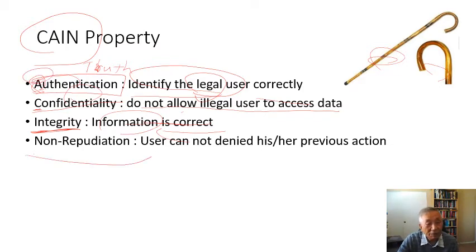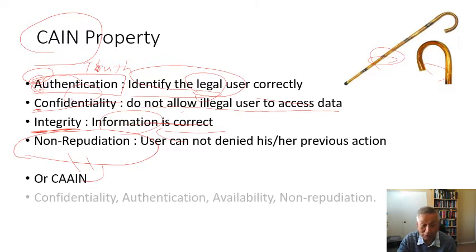Then non-repudiation is another interesting aspect of security. Somebody did something and says, oh, I didn't do that. No, you did it, because here is the proof. The whole system of security is made in such a way that it can come and get you, because you made all the traces. That's the idea. Sometimes availability is also a very important aspect.